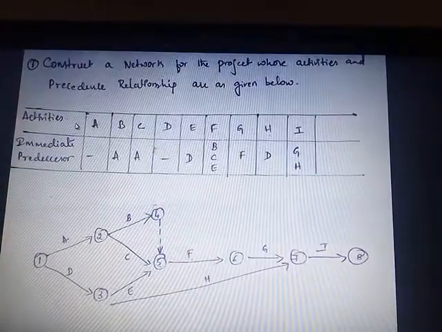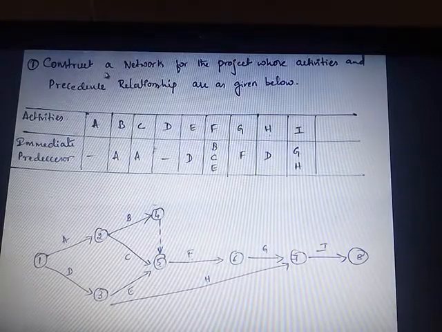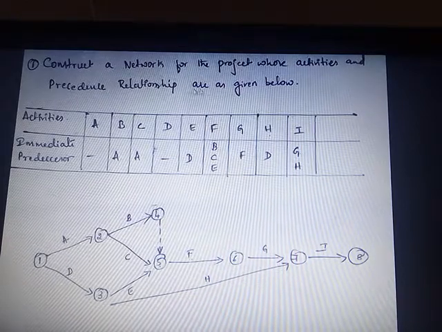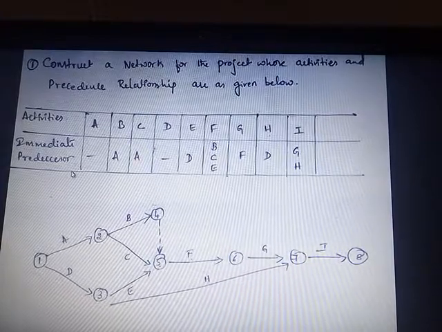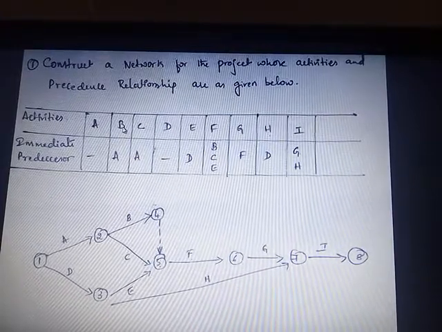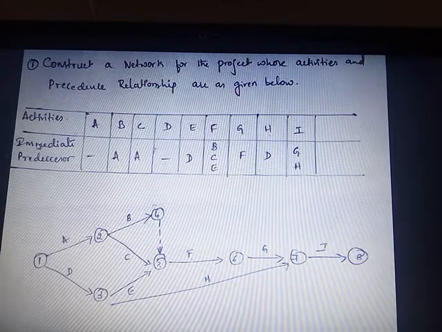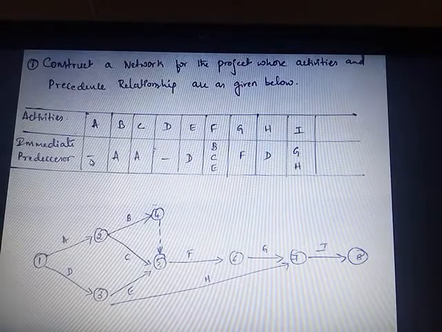Next, moving to the exercise, that is the construction problem. Construct a network for the project whose activity and predecessor relationship are given below. Activity and immediate predecessor are given. Activities are A, B, C, D, E, F, G, H and I. Immediate predecessor, for the activity A, there is no immediate predecessor.